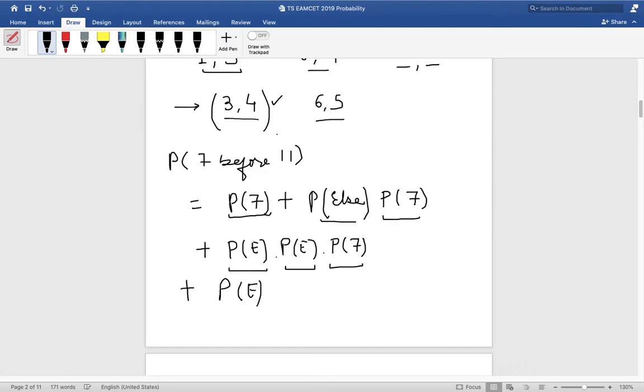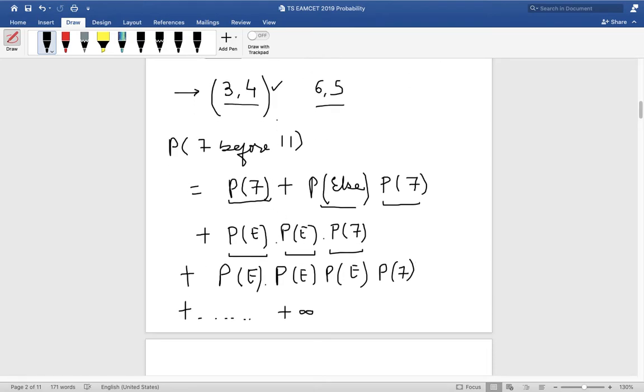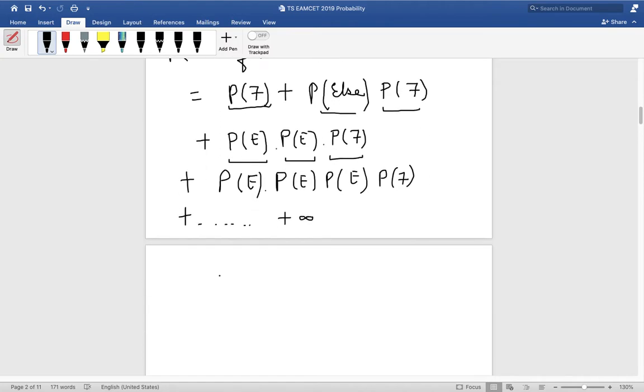Now if I start the experiment, I don't roll 7 or 11 one time, 2 times, 3 times, but I get the 7 on the fourth attempt. So I'll stop it here. So this will keep on going till infinite times. This will keep on happening. I will get P of 7 plus P of E times P of 7 plus P of E into P of 7 like this. So this will be a geometric progression.